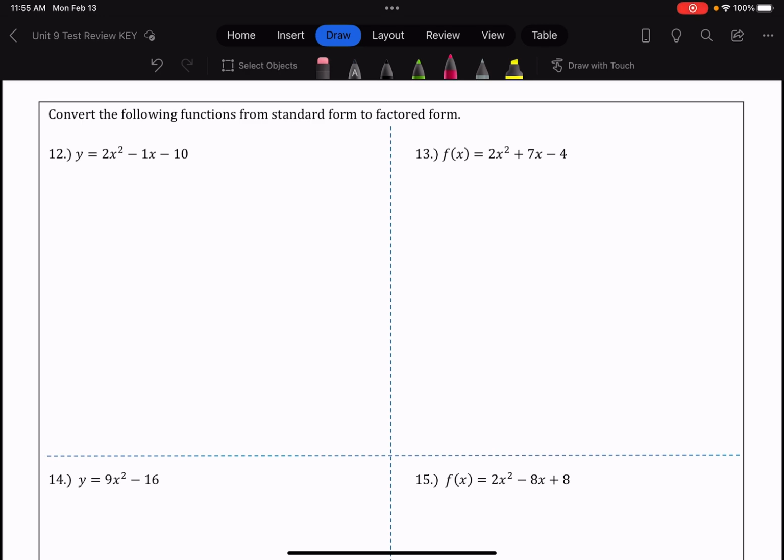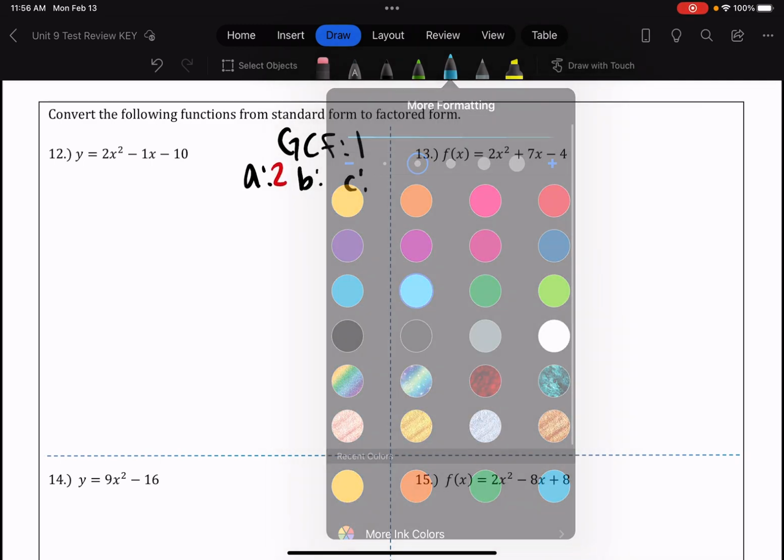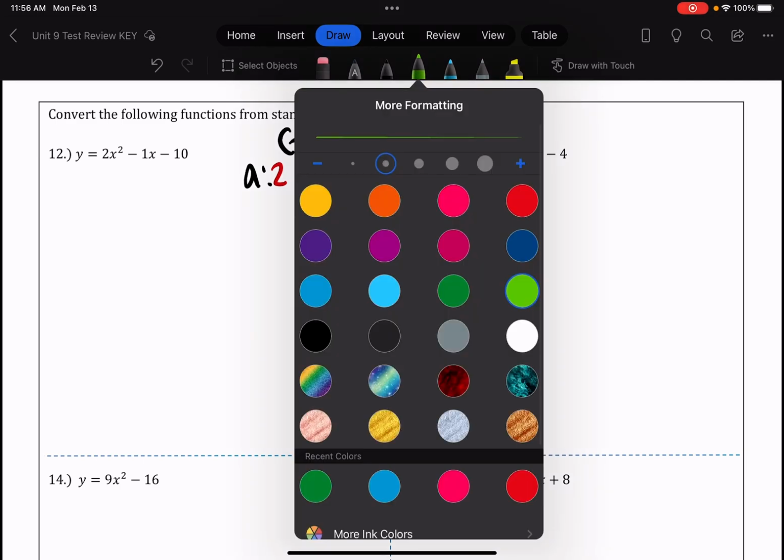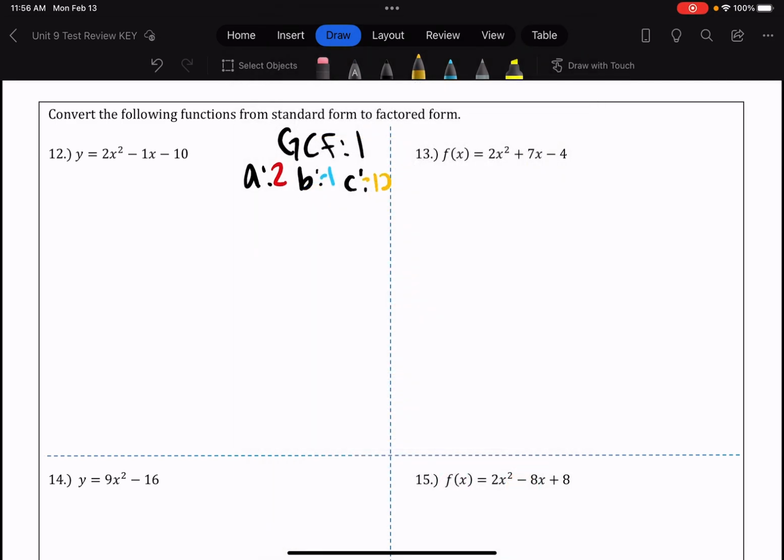So number 12 says y equals 2x squared minus 1x minus 10. First thing we're always going to start off with when I have a trinomial is my chart here. But looking at these, I don't have a GCF between these values because my lowest coefficient is a 1. So that means I can only factor out a 1 from each of these terms. My a value is 2, my b value is negative 1, and my c value is negative 10.